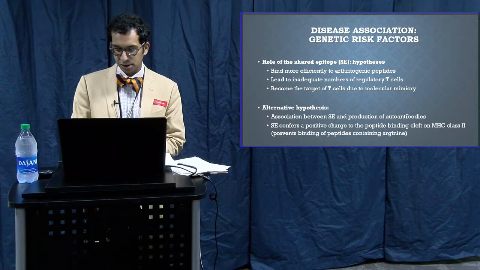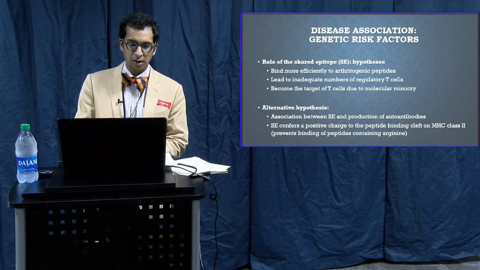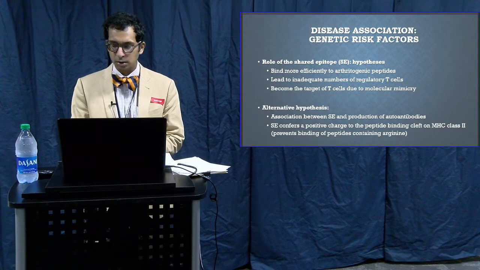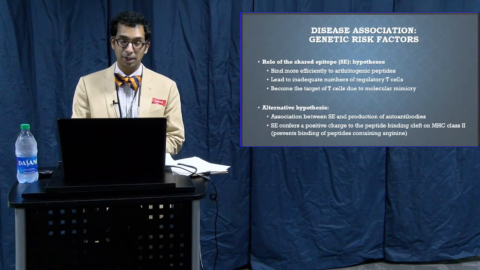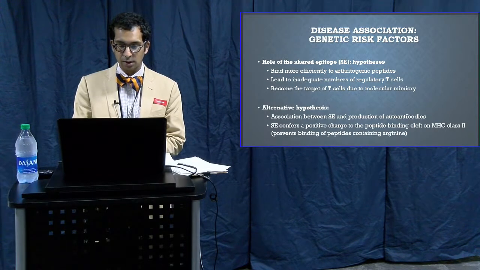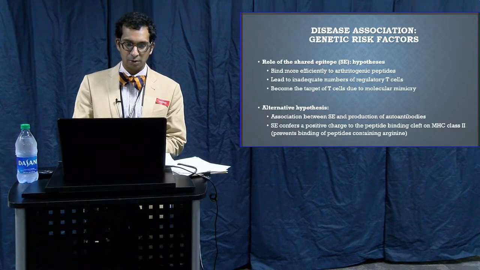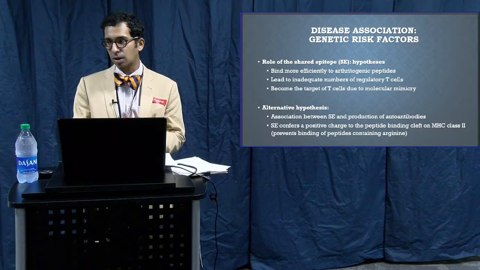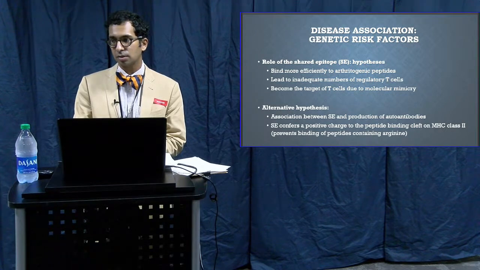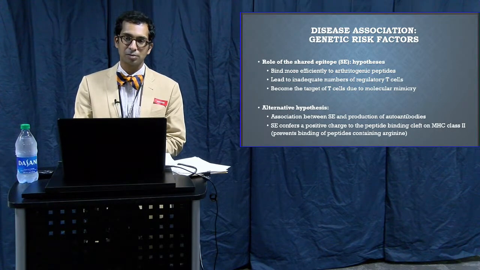Some alternative hypotheses have also been offered, and that includes the association between that shared epitope and the production of certain autoantibodies, anti-cyclic citrullinated peptide antibodies. One theory is that the presence of this shared epitope confers a positive charge to the peptide binding cleft on certain MHC class II molecules that prevents binding of peptides containing arginine, which we'll talk about, as arginine plays a role in the citrullination process, which people think is one of the pathogenic mechanisms in rheumatoid arthritis.